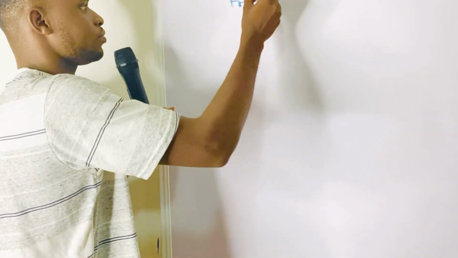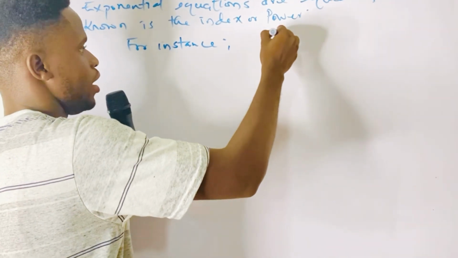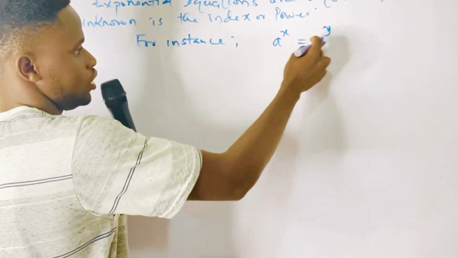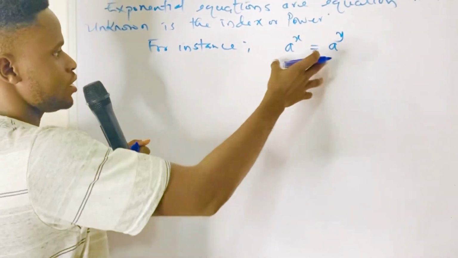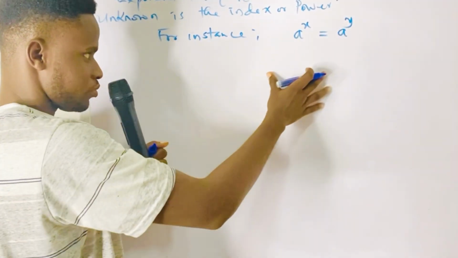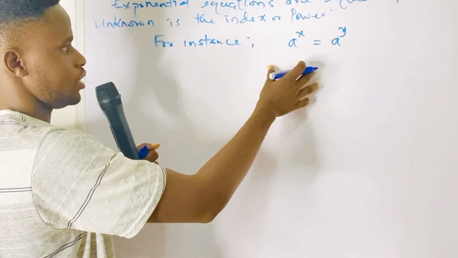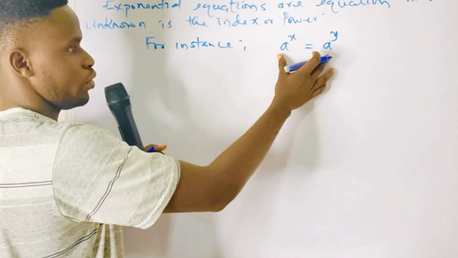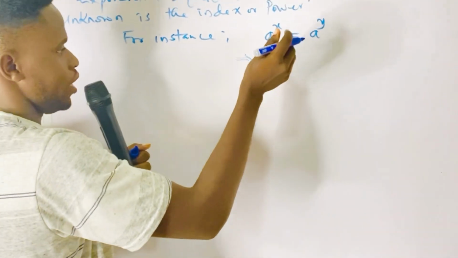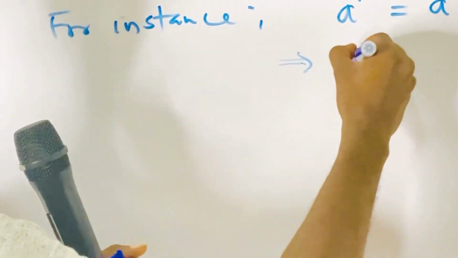For instance, if I am given, let's say, a raised power x equals a raised power y, what makes this an equation? The equal to sign, right? Now, this is an example of exponential equation. Why? It's having indices there. And in this case, whenever I come across an equation of this form, the rule says that once both sides of the equation are of the same base, you simply equate the power. That is, x will simply be what?